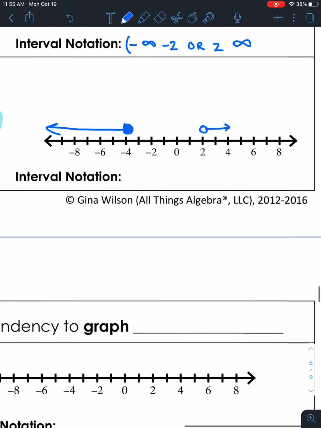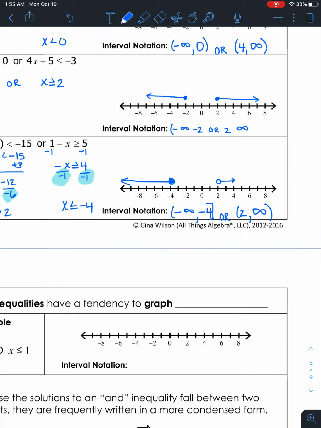Now let's do some interval notation. So I'm starting over here at negative infinity. And my first answer that I'm encountering is negative 4. That's a closed circle, so it gets a bracket. Going to write the word or. The next answer I'm encountering is 2. That is an open circle, so it gets a parenthesis. We're going all the way to infinity and beyond. All right. So that is the or notes.